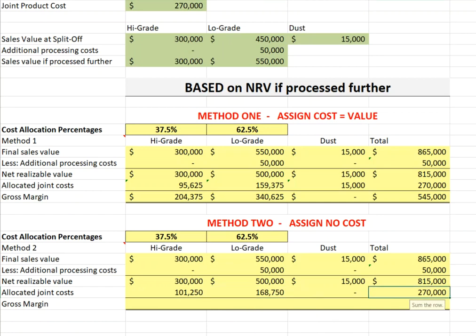And once again, we can calculate our gross margin by taking our net realizable value minus our allocated joint costs. We get $198,750 for the high grade, $331,250 for the low grade, and of course $15,000 or 100% profit for the coal dust, since we've allocated no cost.